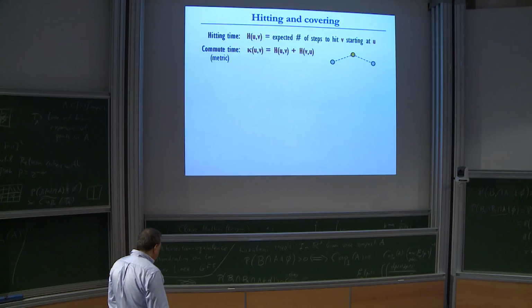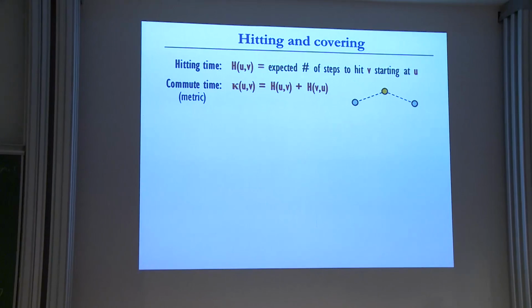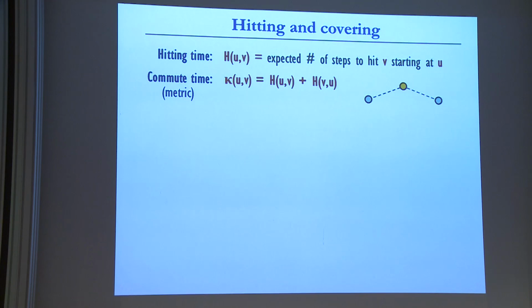Just reminders of some notation. The hitting time from u to v is the expected time a random walk started at u will take to reach v. So this is almost a metric. It satisfies the triangle inequality, but it's not symmetric. So we can symmetrize it and get the commute time, H(u,v) plus H(v,u). This is now a metric on the graph.